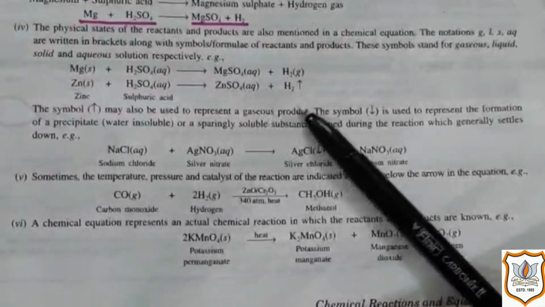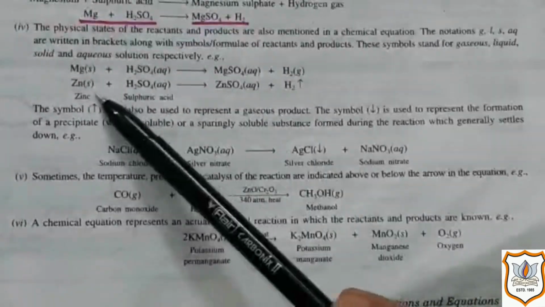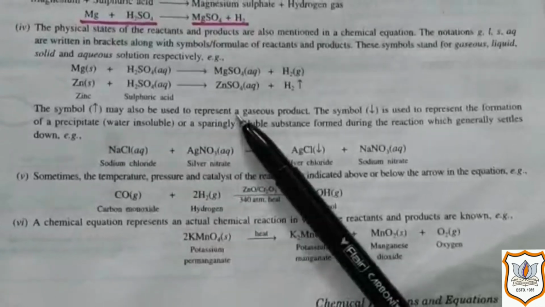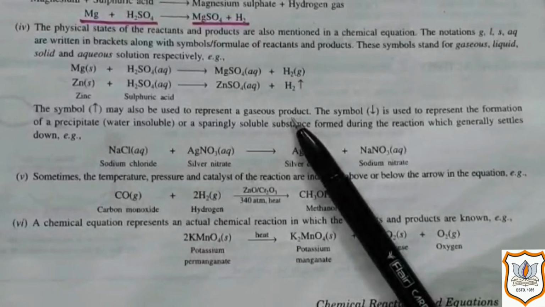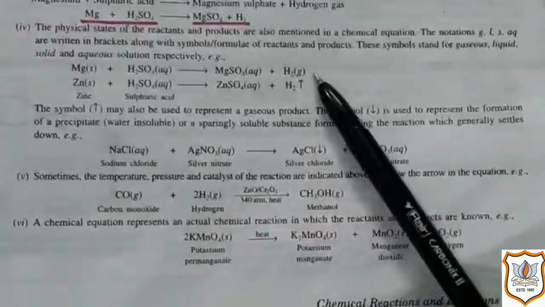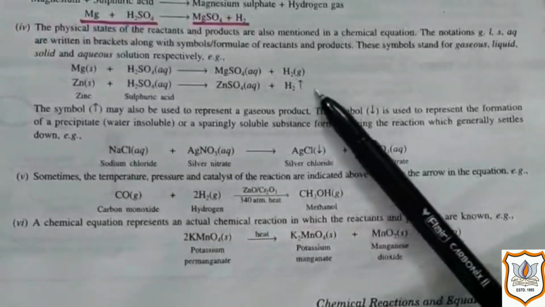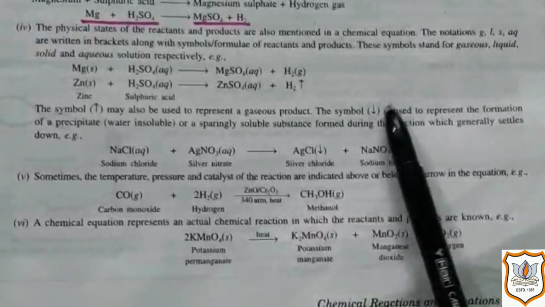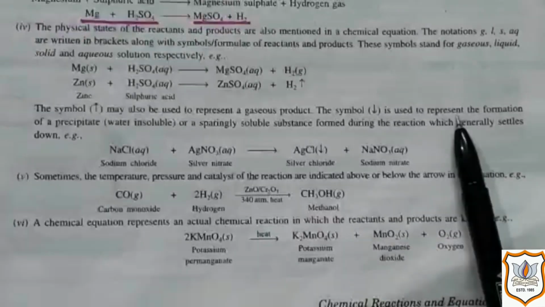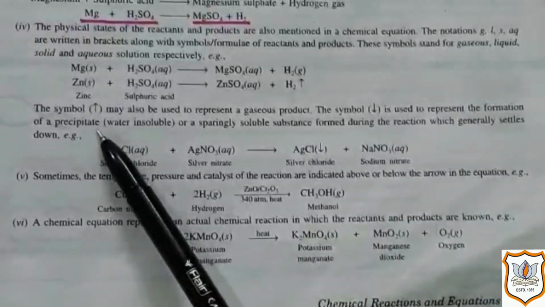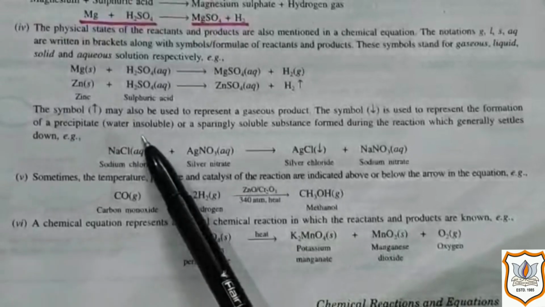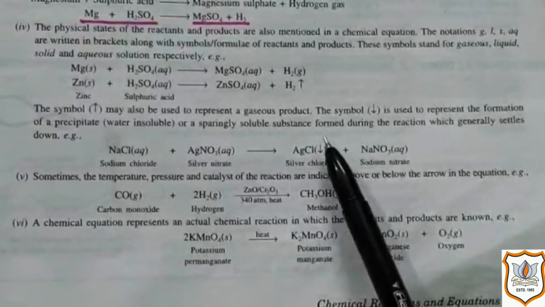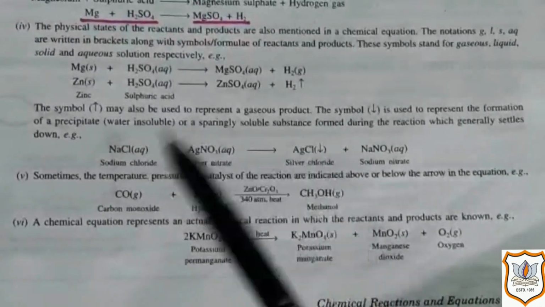Here we can see that the symbol of an arrow pointing upward may also be used to represent a gaseous state, and so we are putting this sign here, and the symbol of an arrow pointing downward is used to represent the formation of a precipitate which is insoluble in water. So in this equation here we are putting this symbol.